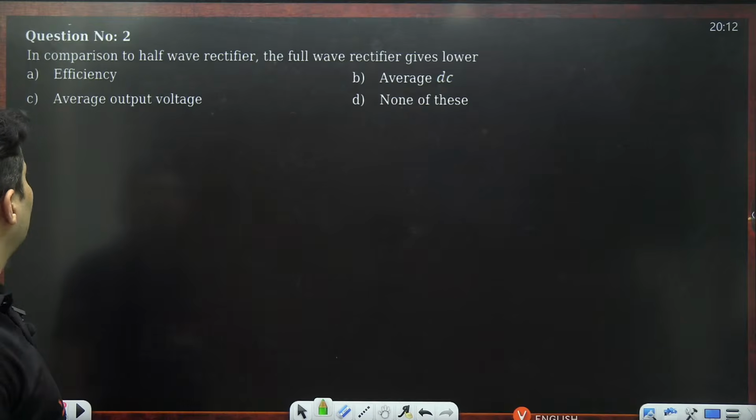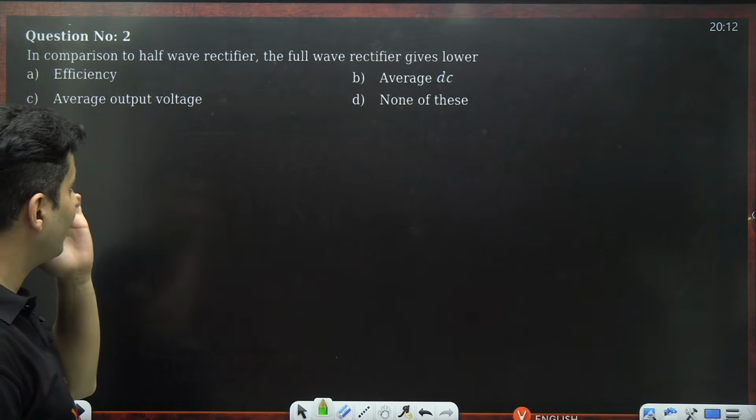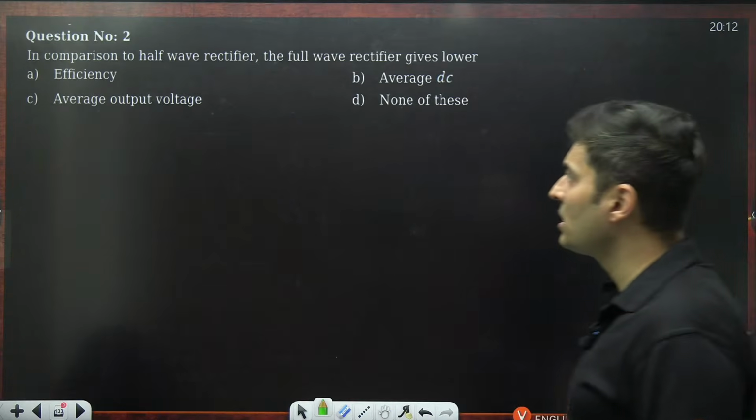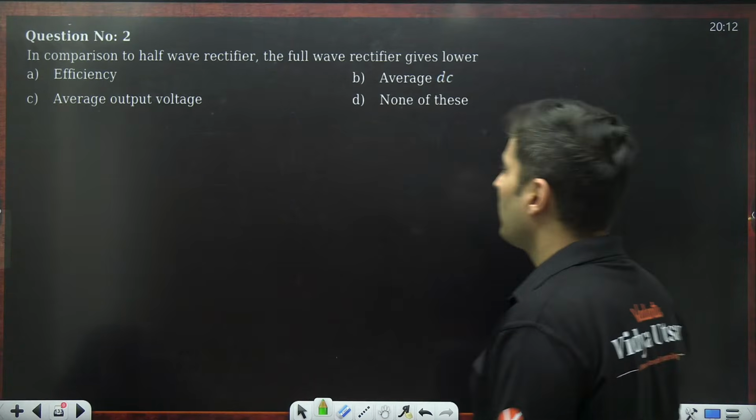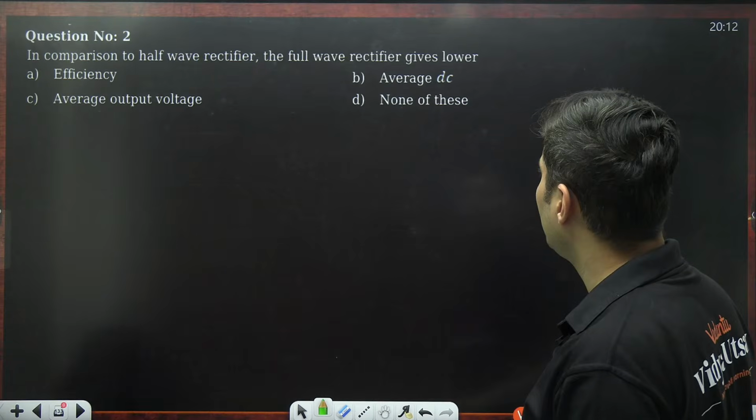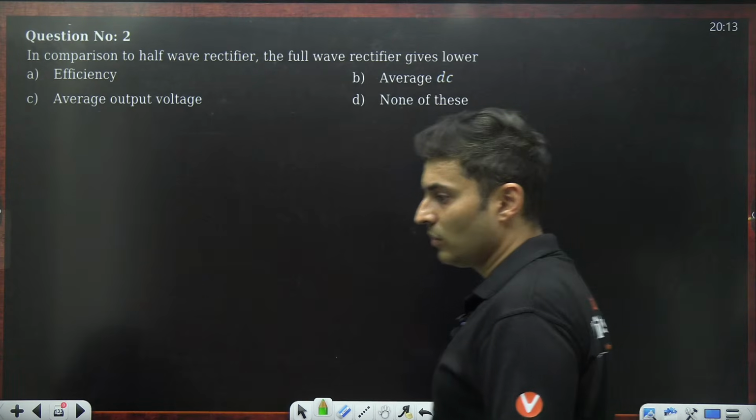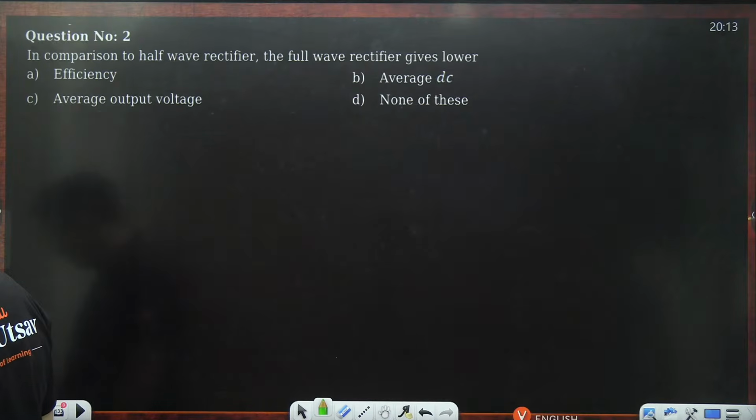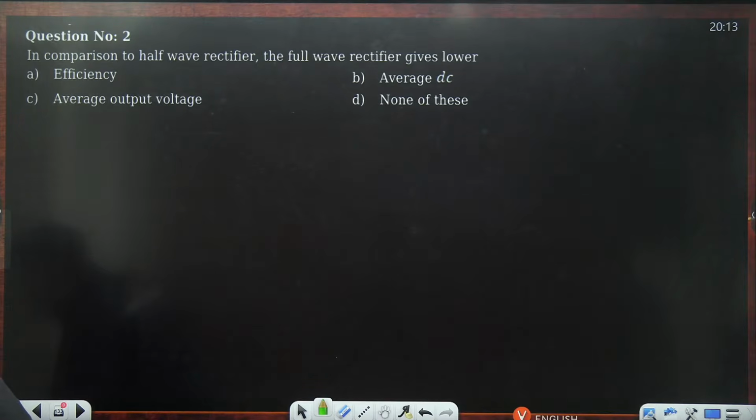In comparison to half wave rectifier, the full wave rectifier gives lower efficiency, average output voltage, average DC, none of this. What do you think? Come on.